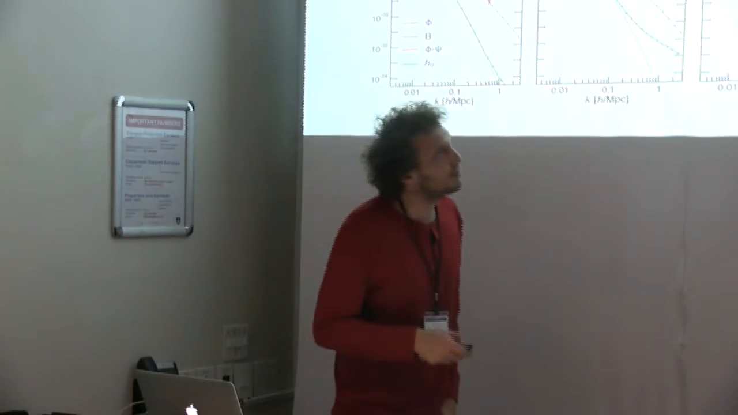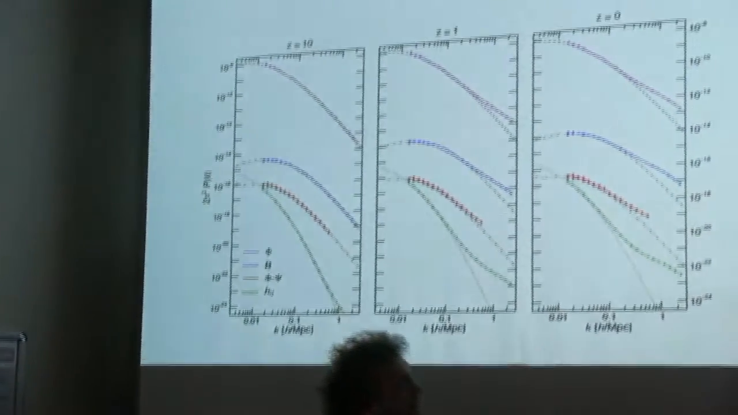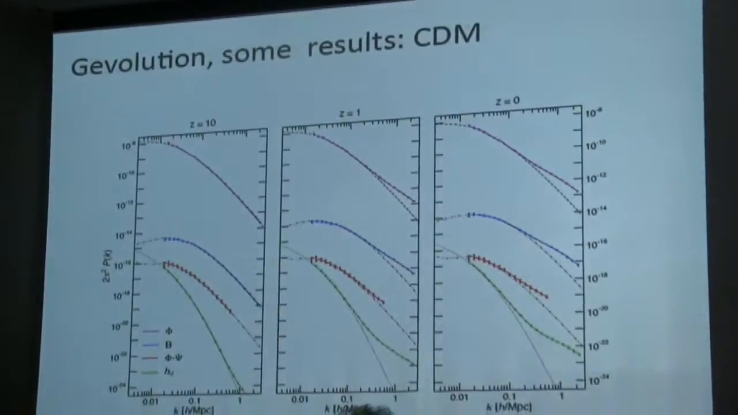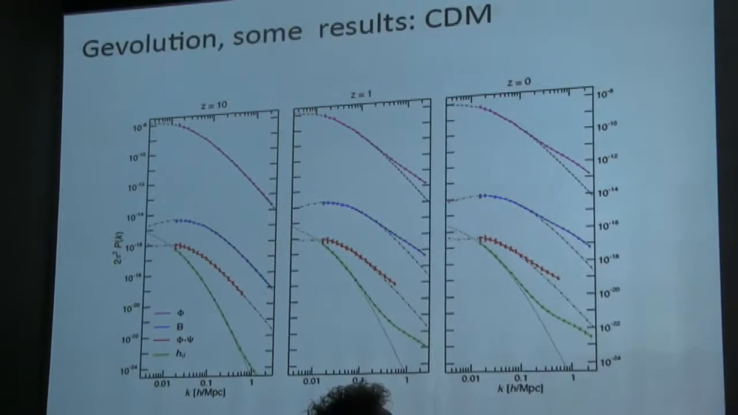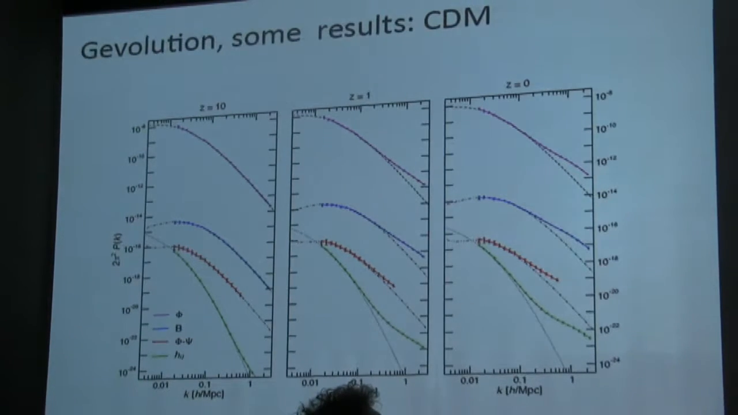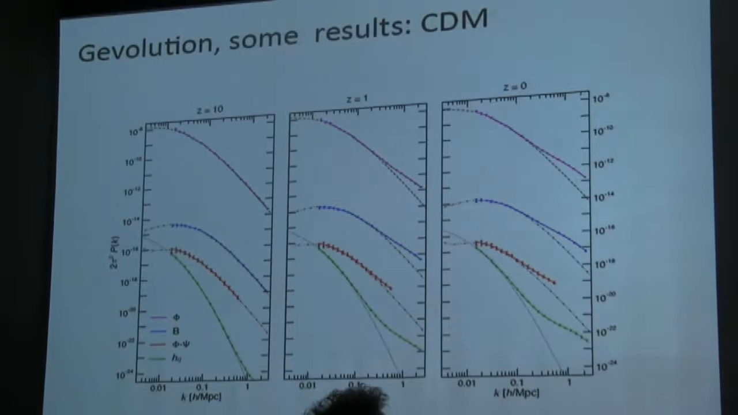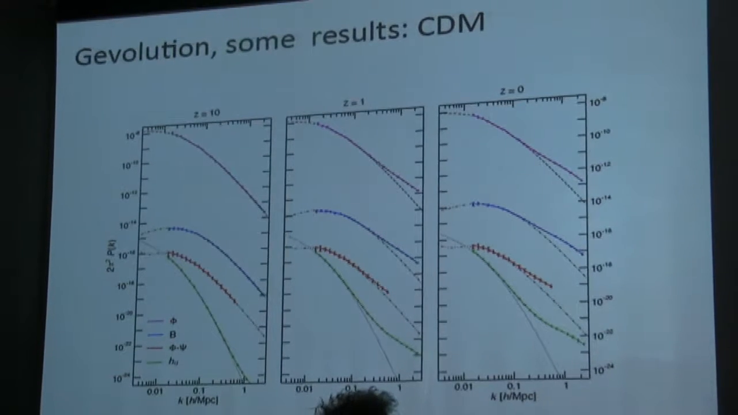About gevolution, this is quite old, it's now 1.5 years ago. Here you have the power spectra of the components of the metric: the scalar, the vector, the split, so the difference between the two scalars, and the tensor. And in that plot, something quite interesting is that in every line there are in fact three lines.